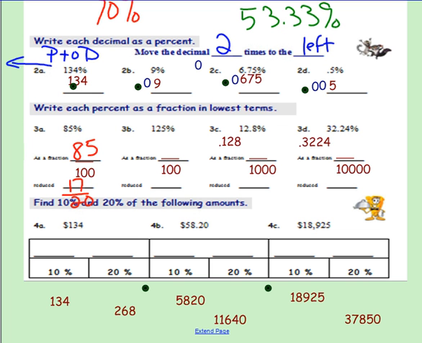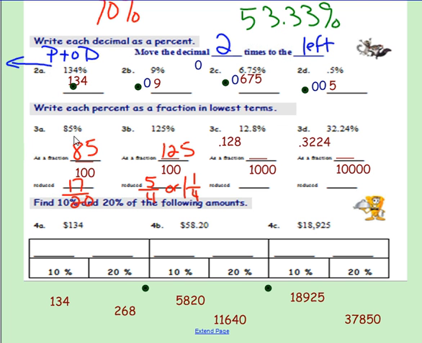Occasionally, you're going to have numbers that are larger than 100%. You're still going to put 125 over 100. There are a couple of ways that you can write this answer. Some students might divide by 25 and get 5 over 4. Some people might make it a mixed number, 1 and 1/4. It depends what I'm doing. If I'm using it in an equation, sometimes I'm just going to keep it as 5/4.